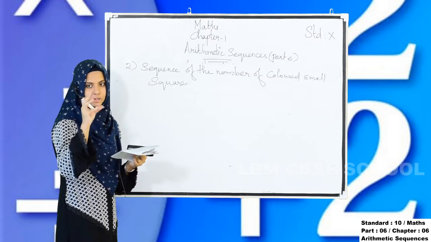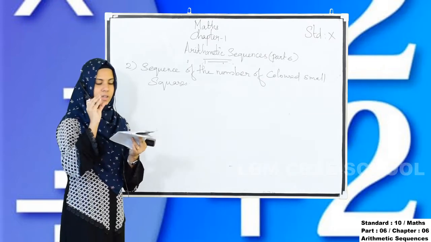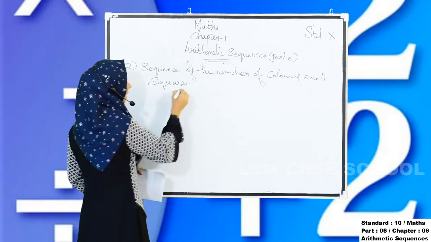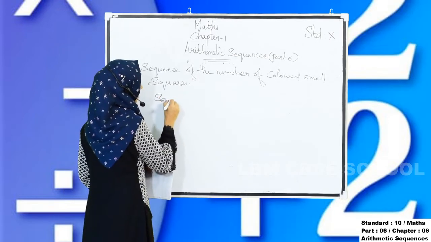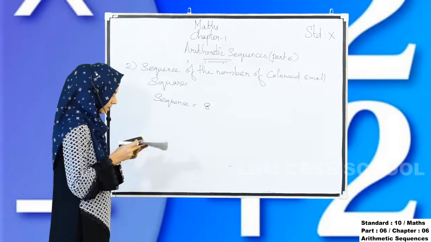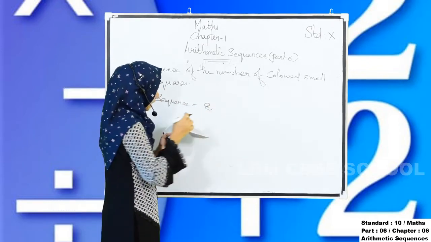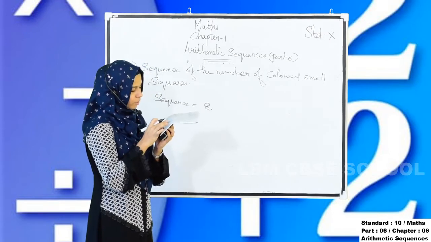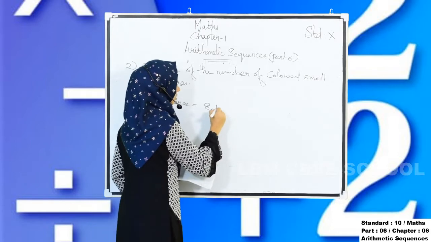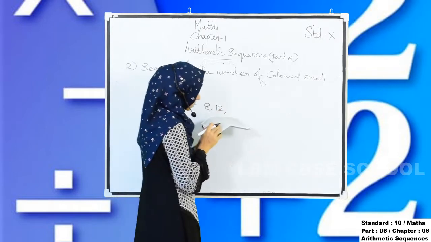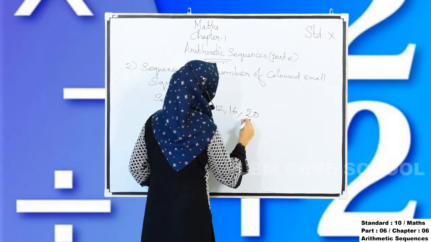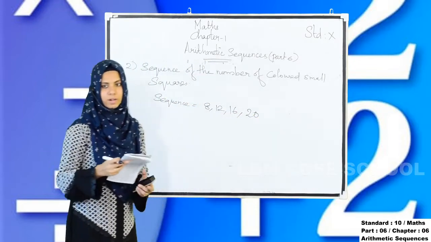First, you look at your textbook. The first square has how many colored small squares? It has 8. How do we write the sequence? The first square has 8. Then the next square has 1, 2, 3, 4, 5, 6, 7, 8, 9, 10, 11, 12, that is 12 small colored squares. Then the next one has 16. It will be continued like that. We will get the next as 20 small colored squares.